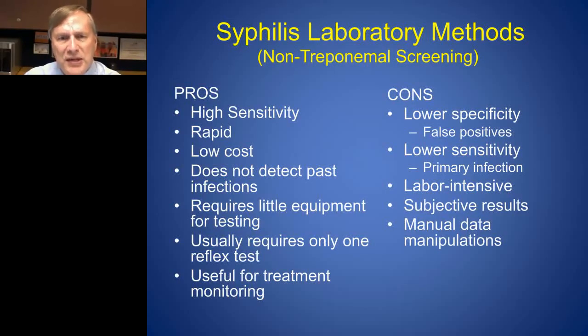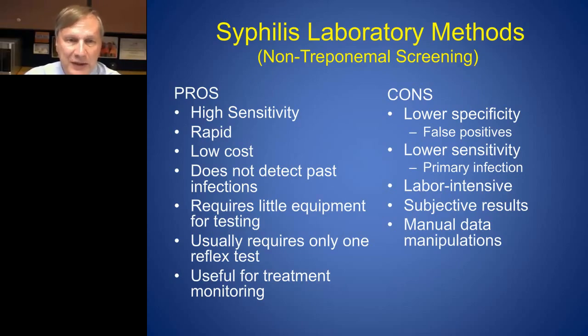Okay, the non-treponemal assays. Let's take a look at the advantages and disadvantages of those. The advantages are they're fairly sensitive through most of the areas of syphilis, except for, as you can see over in the disadvantage, lower sensitivity in primary infection. Okay? This is important to keep in mind when we start talking about algorithms. Okay? So high sensitivity except in that primary infection.